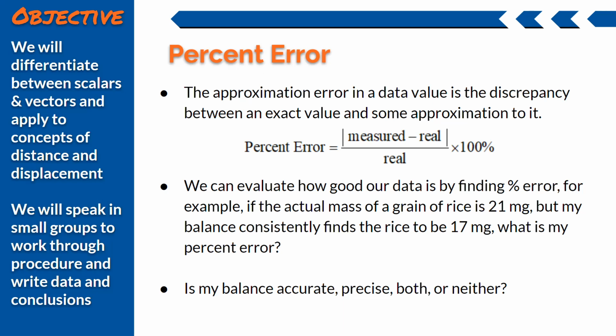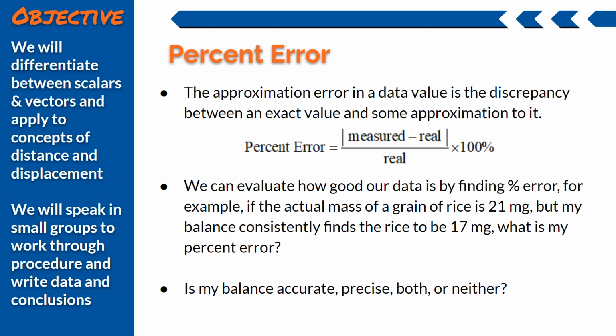Okay, the equation for that is up here, your measured value minus your real value. Absolute value of that is always going to give you a positive number, divided by what you should have got. So what you got minus what you should have got, divided by what you should have got, okay, times 100 to get it to a percent. But it's the discrepancy between the exact value and what you got, your approximation to it.